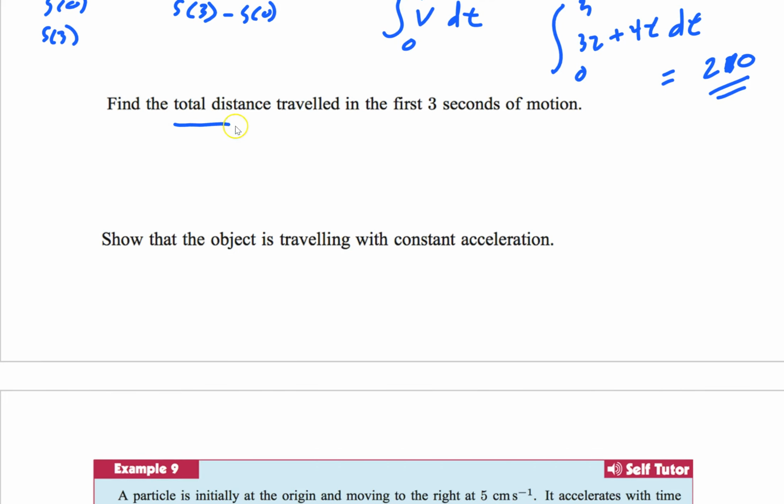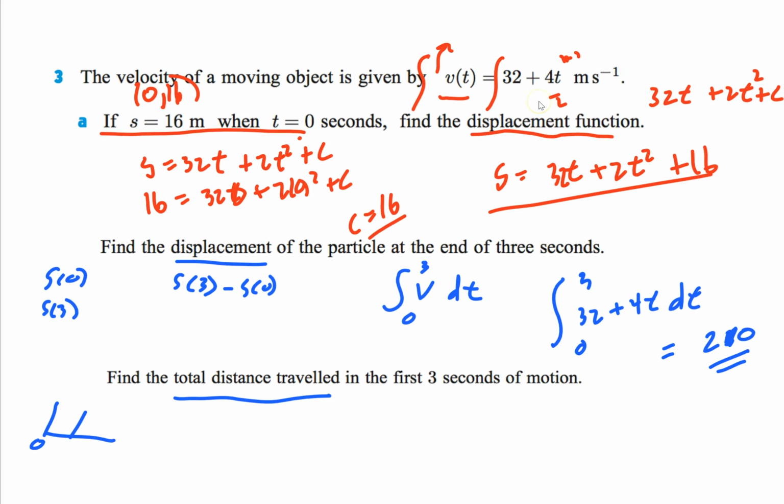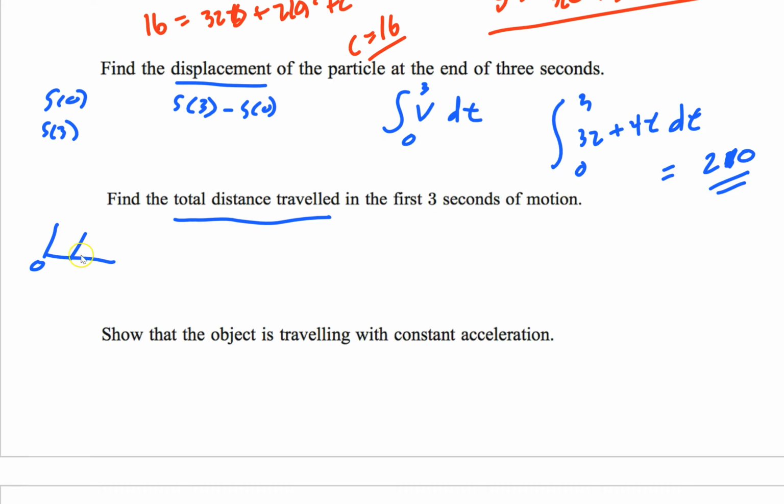Total distance traveled, remember that's the annoying one. So if you can do it without a calculator, you've got to do a little sign chart for the first 3 seconds of motion. Figure out where it changed direction. If I did it here, it looks like it changes direction at -8. So the whole time would be positive or negative, whatever. All right, that's one way to do it. Do a sign chart, figure all that stuff out.